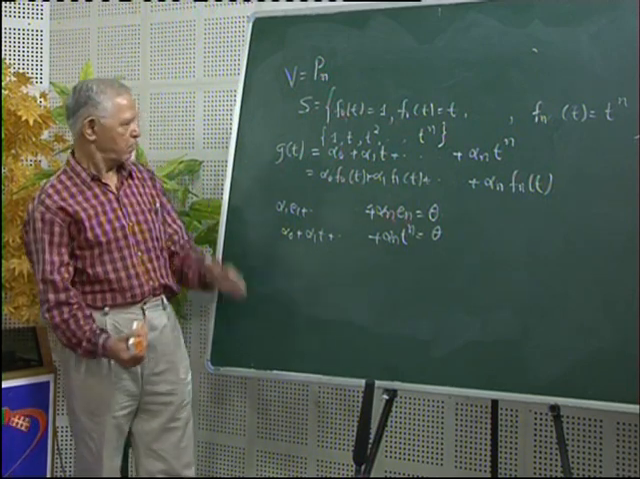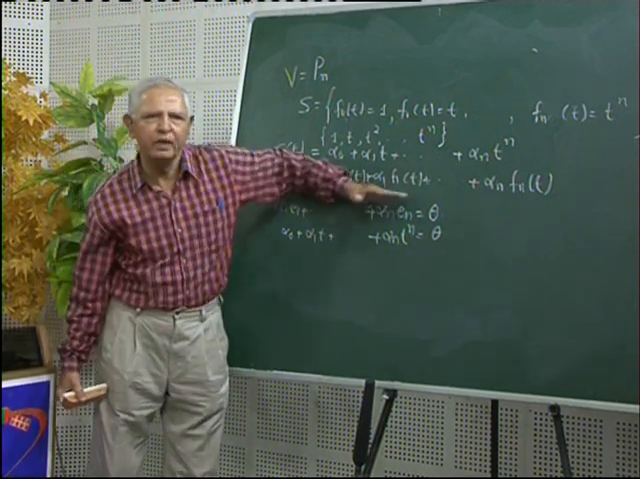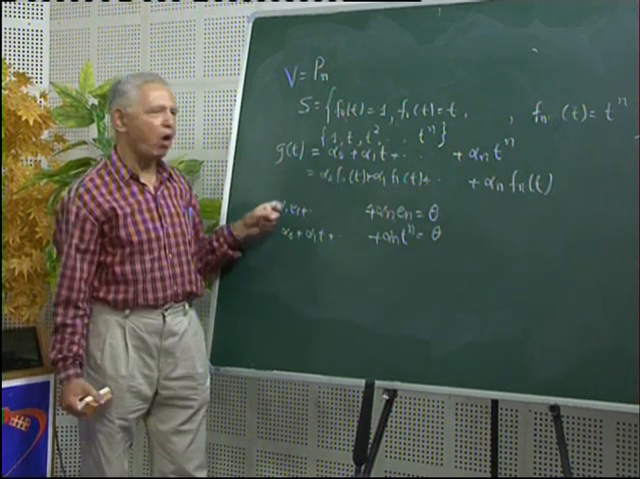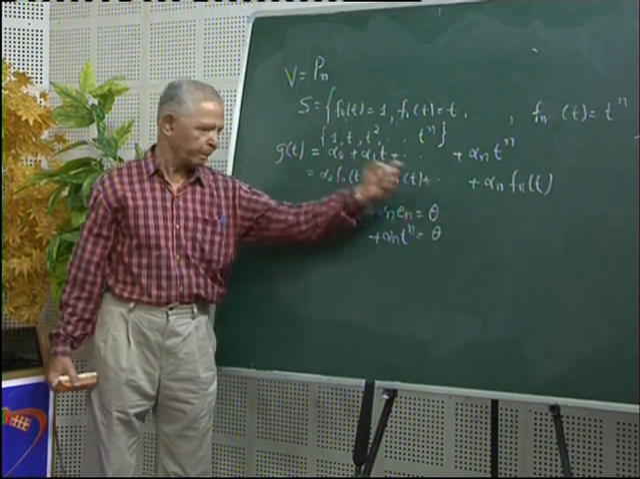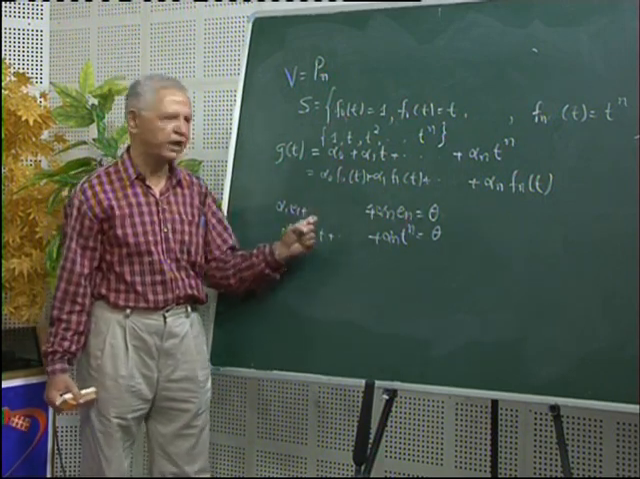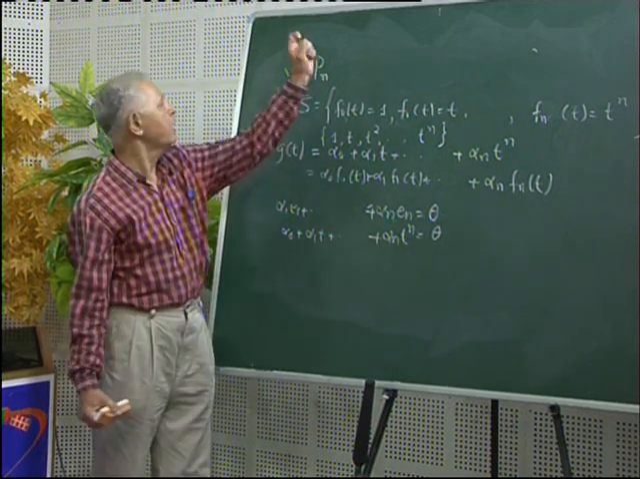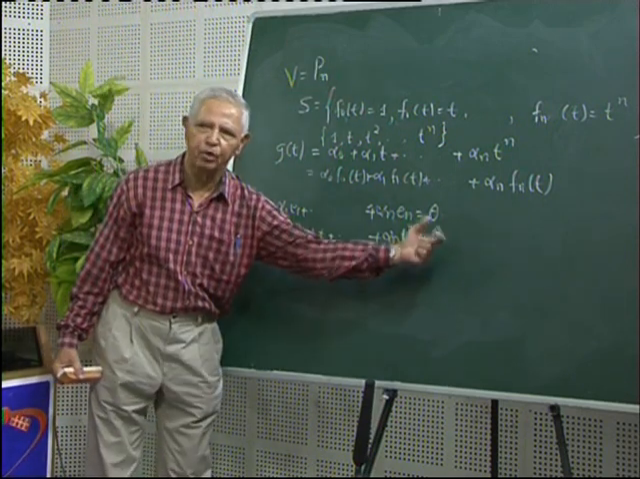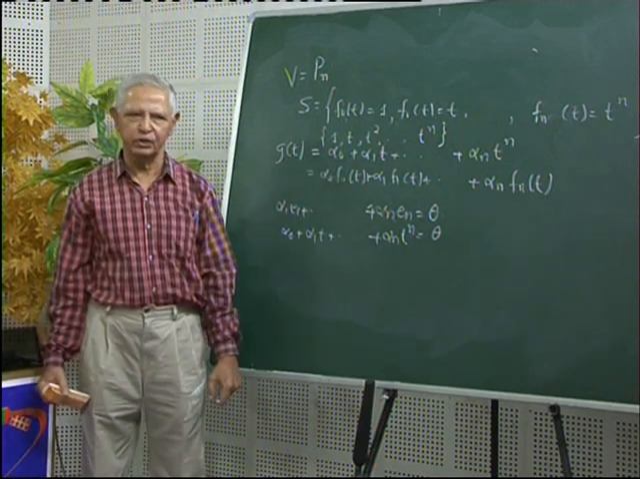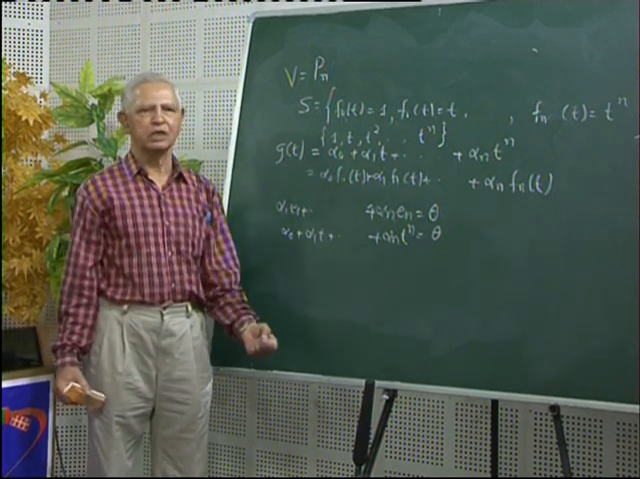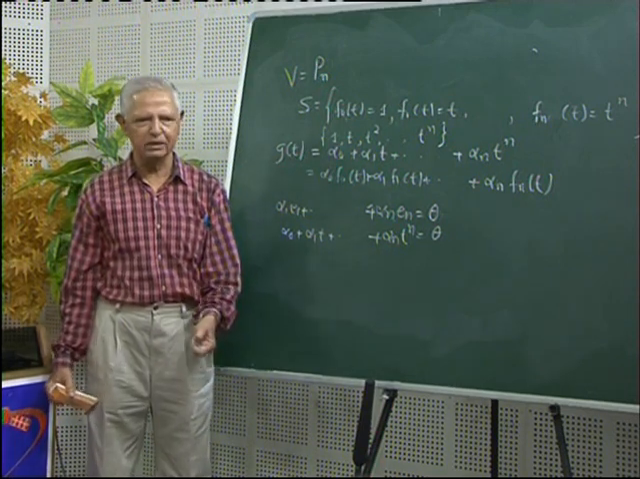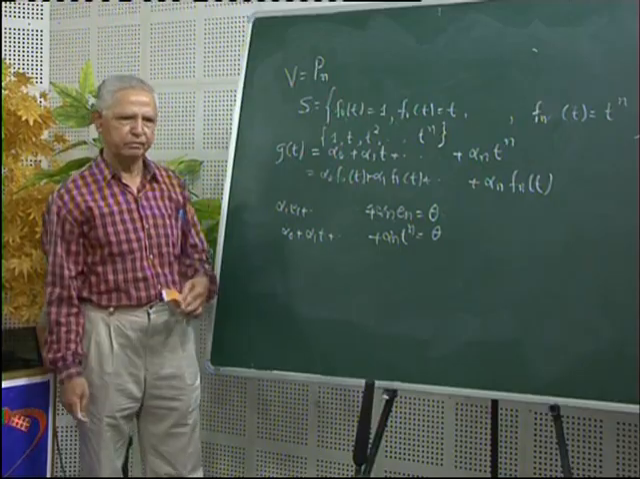So whenever any linear combination of e1, e2, ..., en is equal to 0, then all the scalars are 0. When any linear combination of the vectors 1, t, ..., t raised to n in Pn is equal to the zero polynomial, again all the scalars are 0. And this leads us to the definition of linearly independent vectors. Let us see it on the screen.